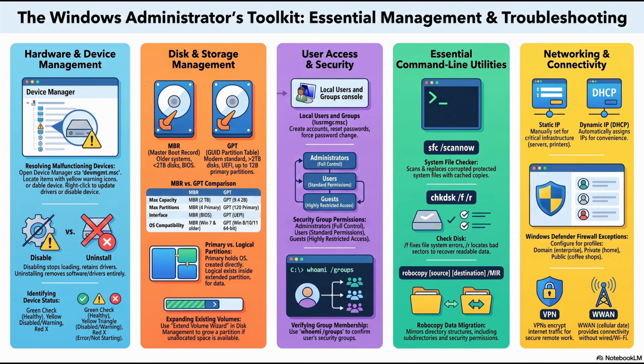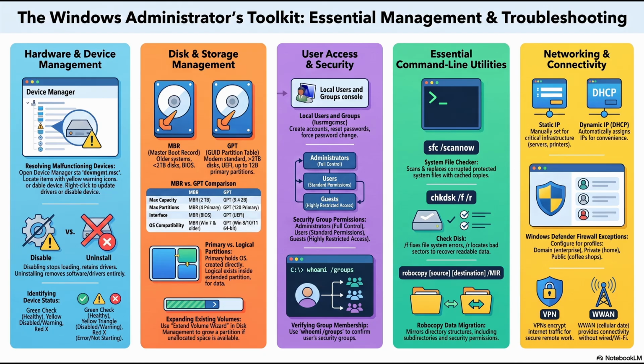I really want to dig into that capacity limit. Why 2 terabytes? It feels like such an arbitrary number today. Did engineers back then just pick a number they thought we'd never reach? It's not arbitrary at all. It is entirely rooted in the mathematics of how computers count. MBR uses logical block addressing, or LBA, to find data. Think of LBA as assigning a sequential number to every single sector on the drive. Right, Sector 1, Sector 2, all the way up.